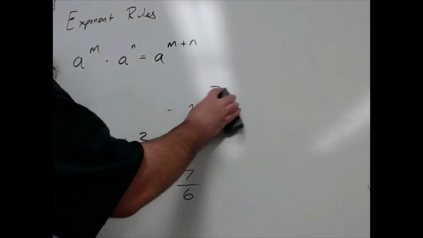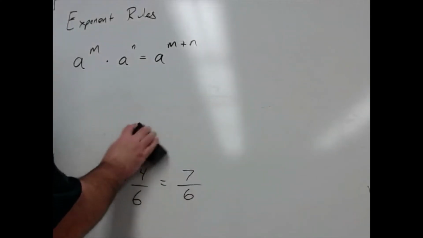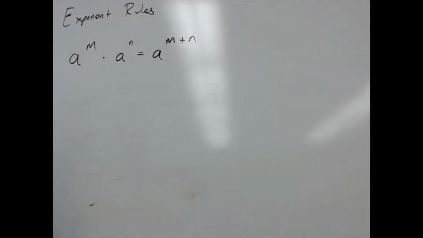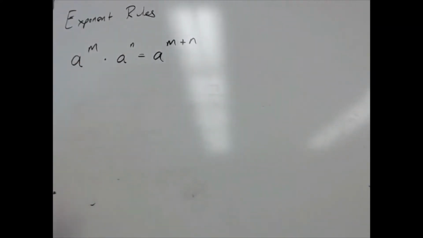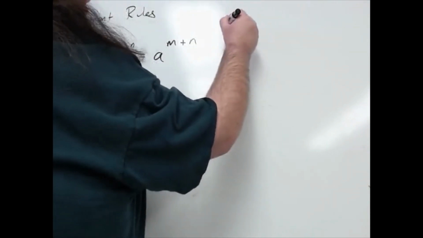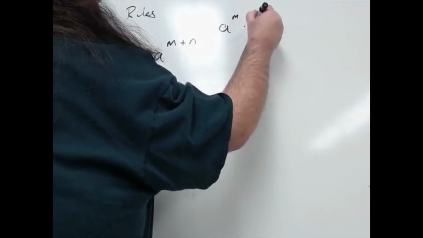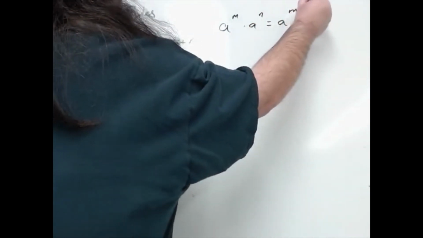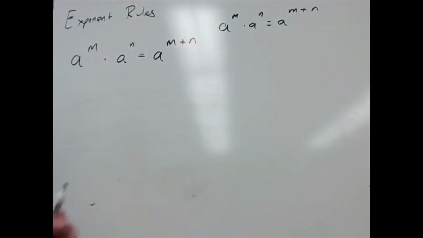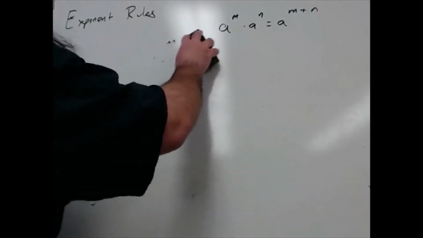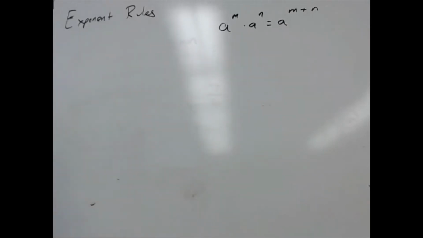Okay, so that's the first rule. And that's when we have the two expressions here multiplied. So over to the side here, I'll write a to the m times a to the n equals a to the m plus n. So that's our first rule right there. That's if they're multiplied. But how about if they're divided? Because, of course, the opposite of division is multiplication.